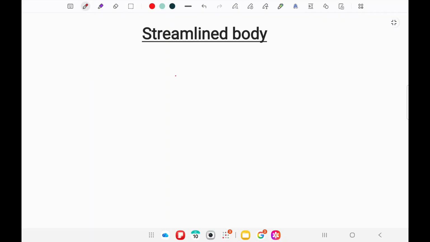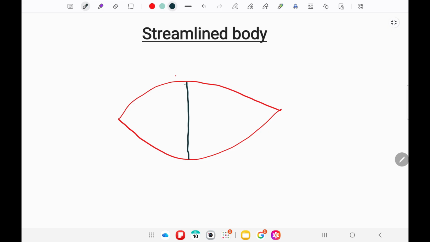So see, they have adapted themselves. Similarly, the fishes have also adapted themselves to live in water. For example, their body is streamlined. What is a streamlined body? A streamlined body is a body which is broader at the center and it tapers at the end. For example, this body, you see, it is broader over here and it tapers at both the ends.